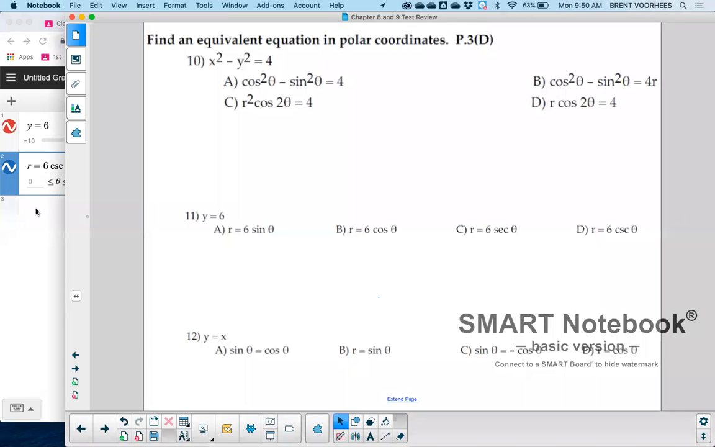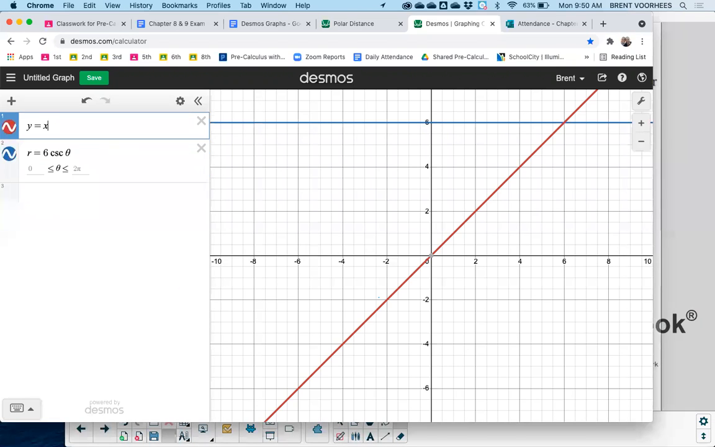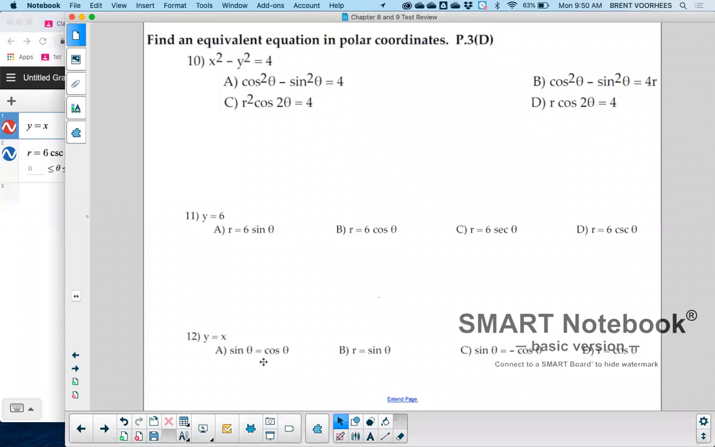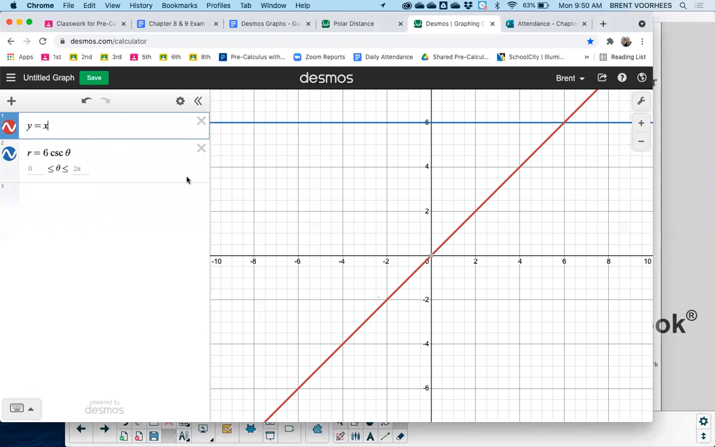And 12, y equals x. So y equals x. And we try these. Sine theta equals cosine theta.